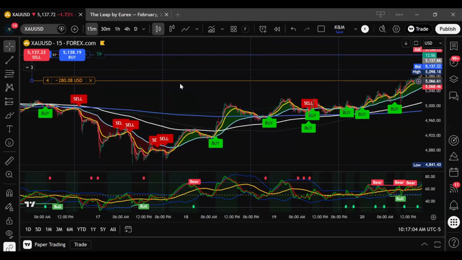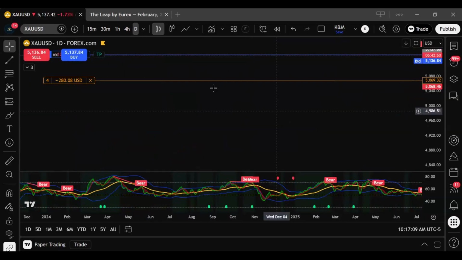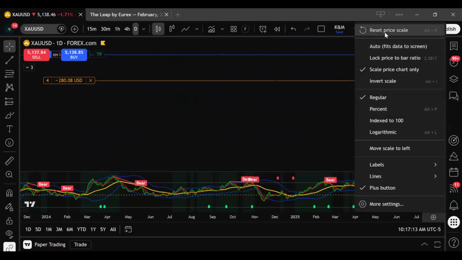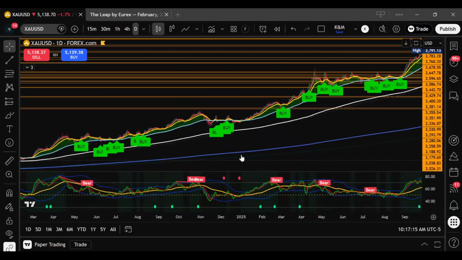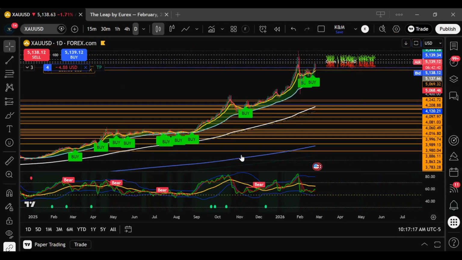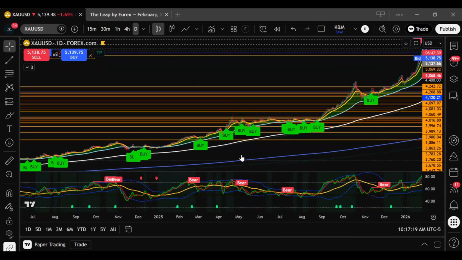The way I recognize the overall trend is first by going to the day chart. Go to the day chart, wherever the water is, that's the overall trend. Water's on the bottom, so we're mostly looking for buys. It doesn't fully reverse until that changes.